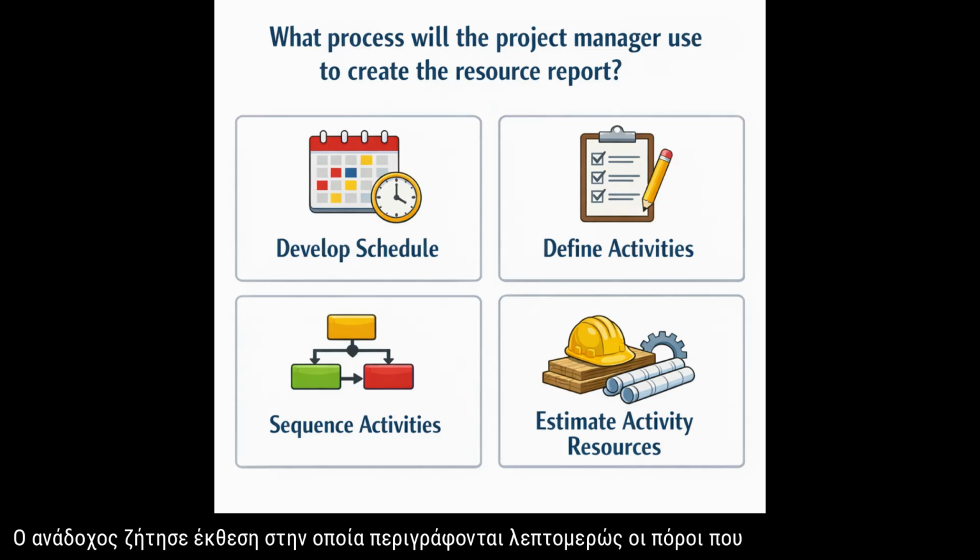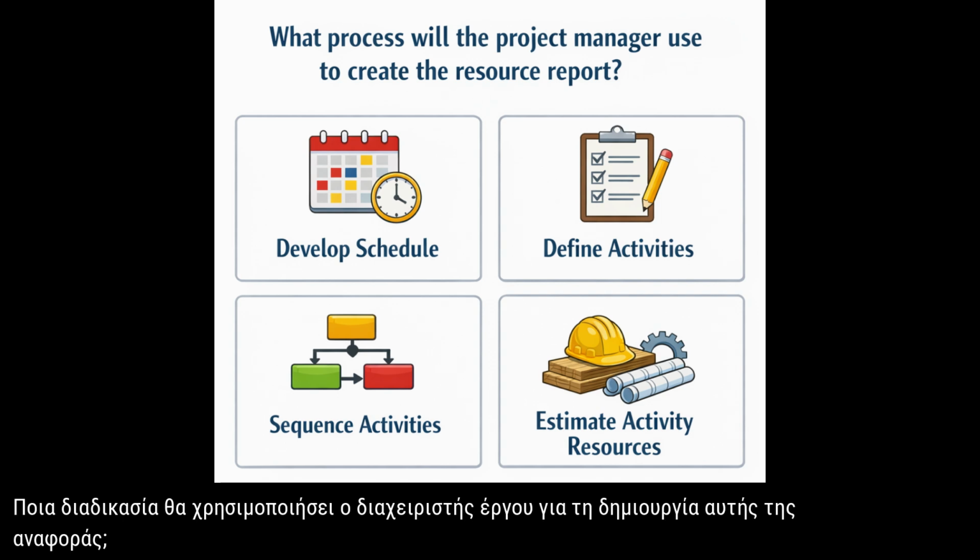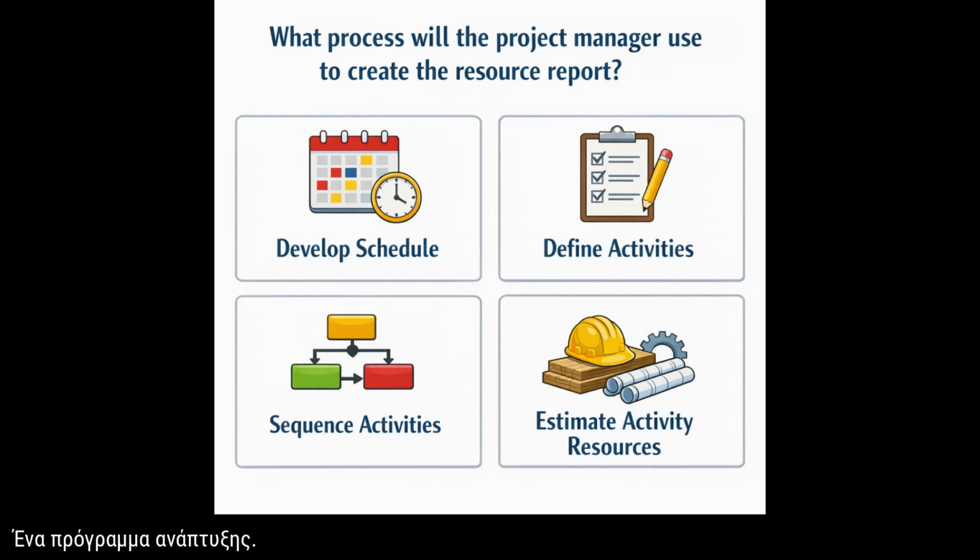The sponsor has requested a report detailing the resources being used on the project. They would like the resources to be categorized to make the information easier to understand. What process will the project manager use to create this report? A. Develop schedule. B. Define activities. C. Sequence activities. D. Estimate activity resources.